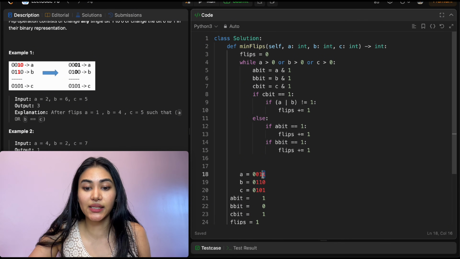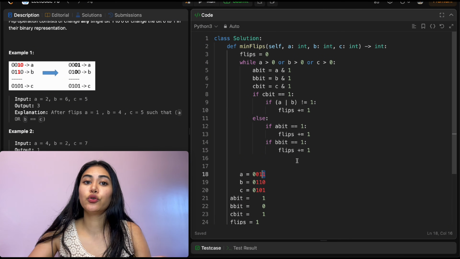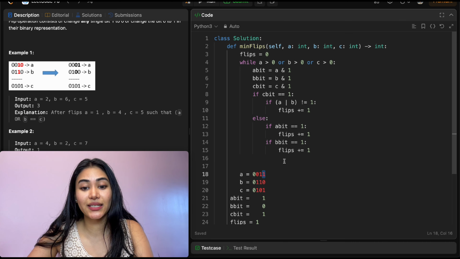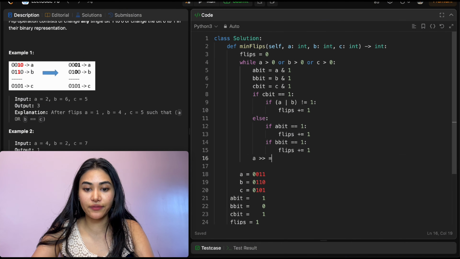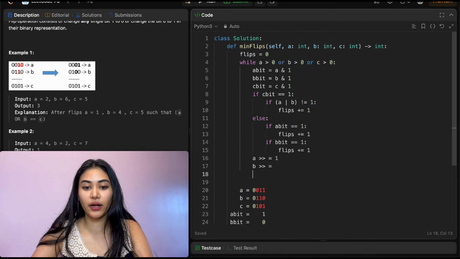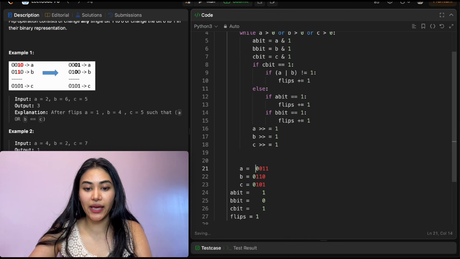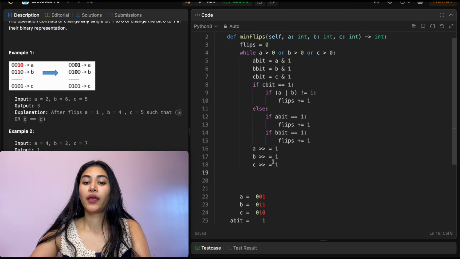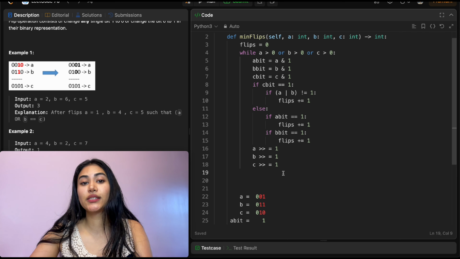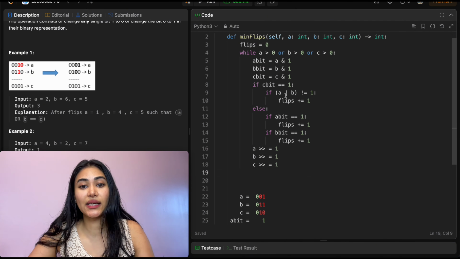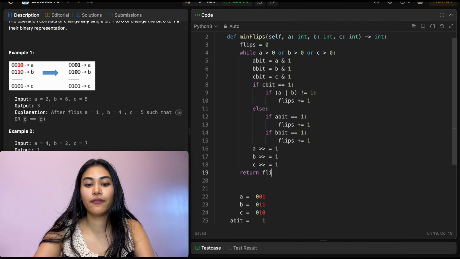We're getting the least significant bit. So all we need to do is do a right shift on A, B, and C. So A is going to be right shifted by 1, B is going to be right shifted by 1, and C is going to be right shifted by 1. All that means is A is going to move to the right, so we get rid of this bit that we were just on, and same for B, and same for C. And we keep going in this while loop up until we still have bits to process. Once that's done, all we need to do is return flips.